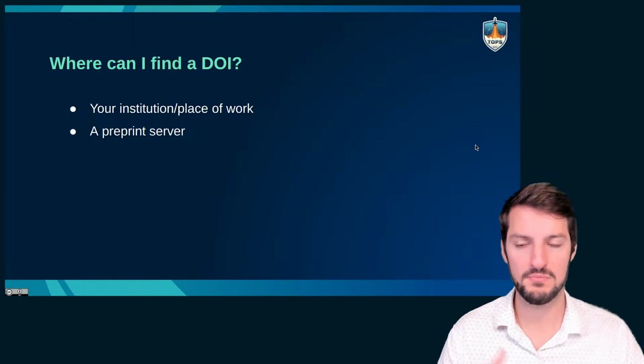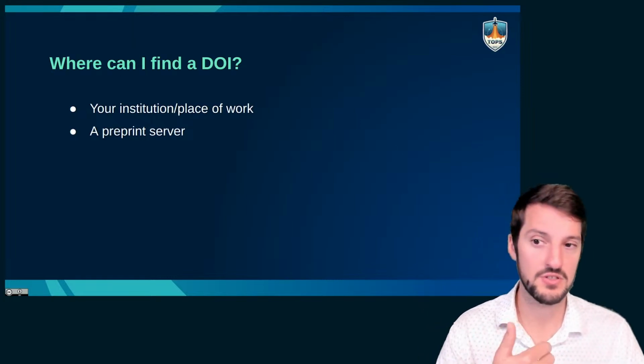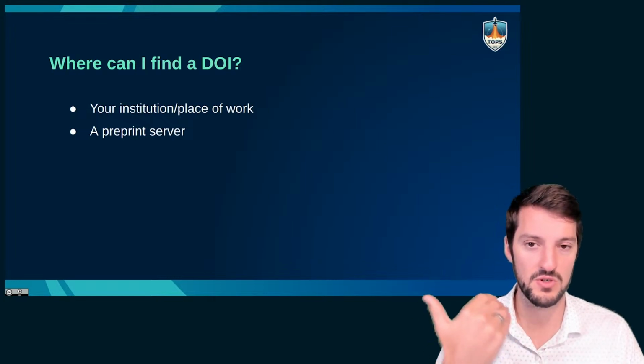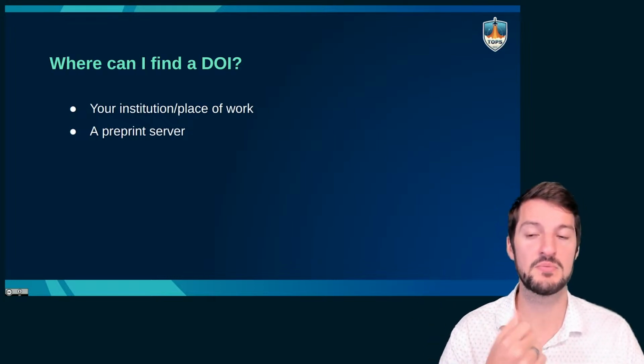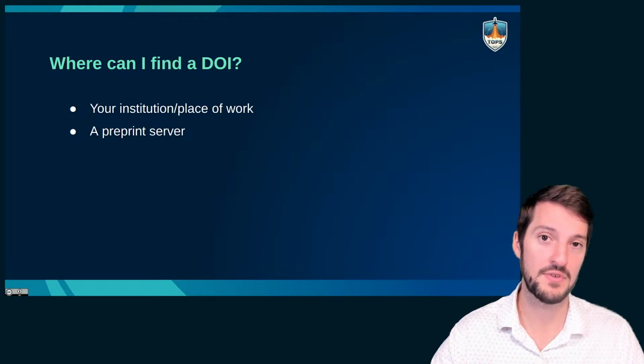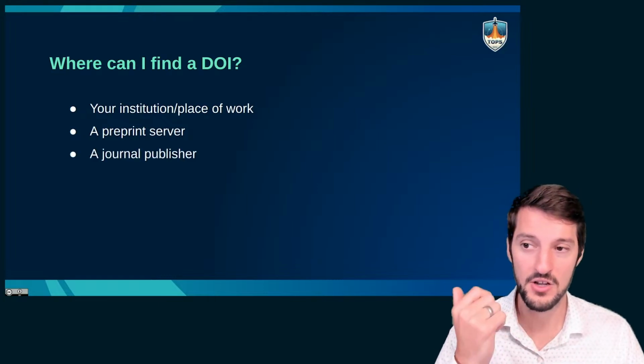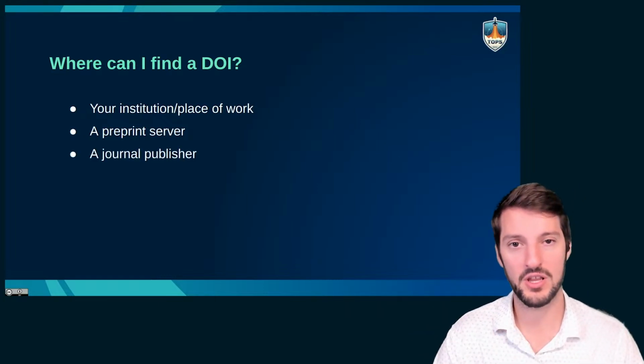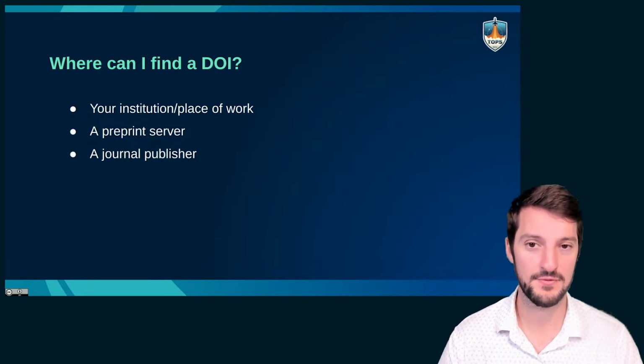A preprint server, bioRxiv, arXiv, SciELO, and so on and so forth. And most preprint servers will give you a DOI back. That means most preprint servers can be used for archiving your preprints. A journal publisher. Probably one of the more common routes that you would take if you want a DOI.